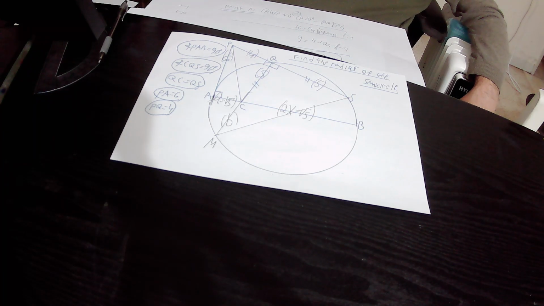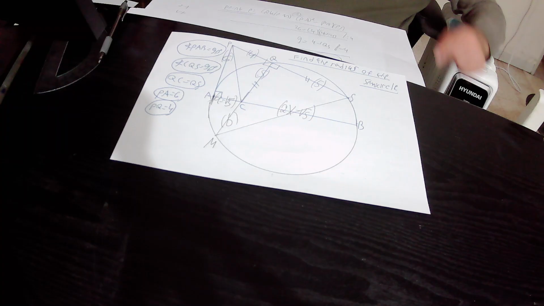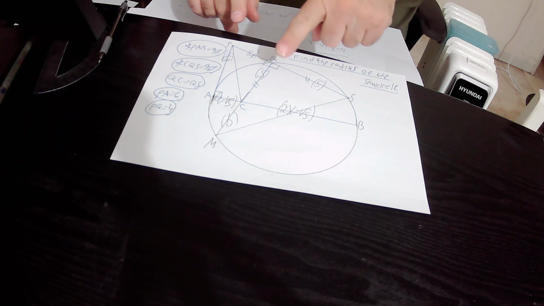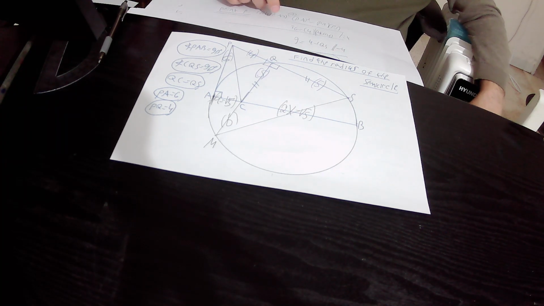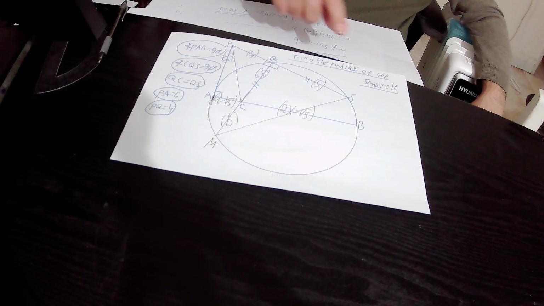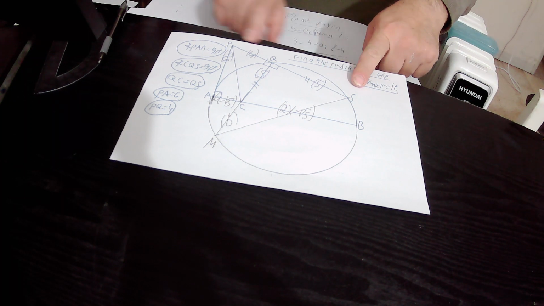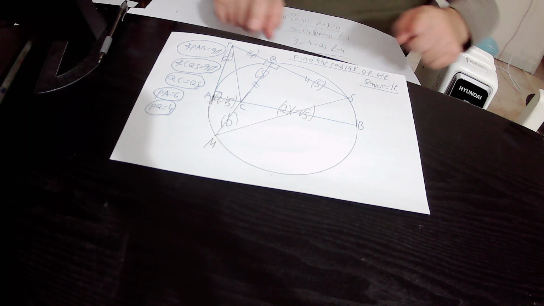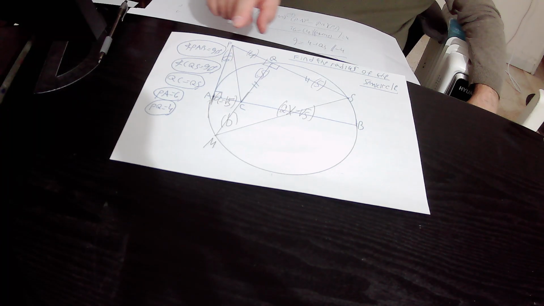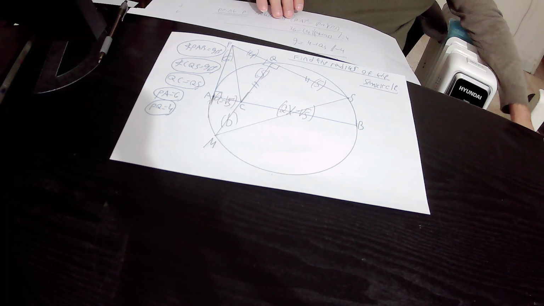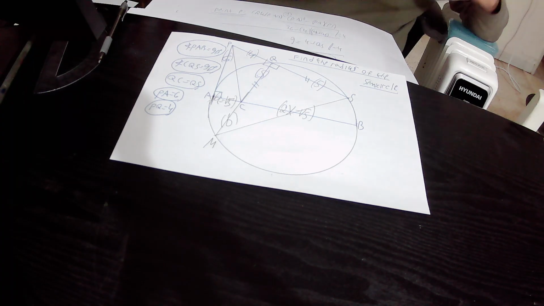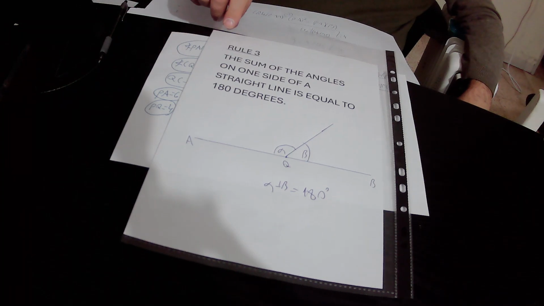In the next step, we join points P and C together by a straight line, and then we focus on the lower side of the straight line PS at point Q. At the lower side of PS at point Q, the sum of the angles must be equal to 180 degrees according to rule number 3. Let me repeat rule number 3 again.